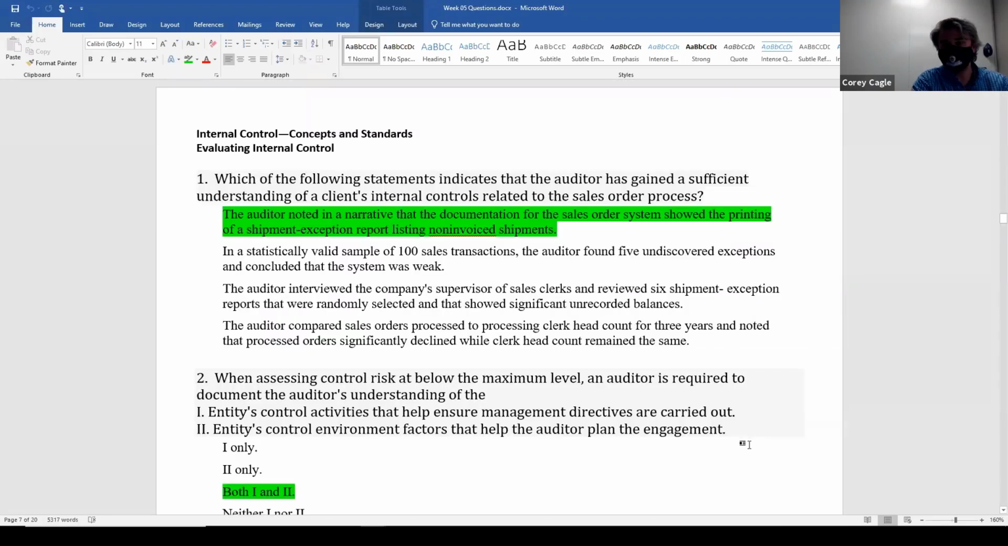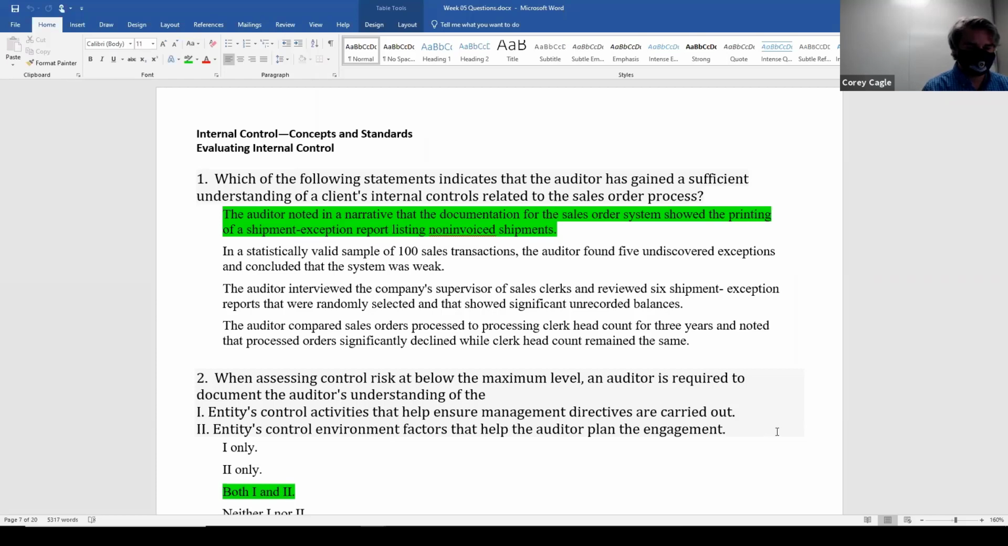Which one now, though? I like this one. Right here. Number one? Yeah. Okay. Which of the following statements indicates that the auditor has gained a sufficient understanding of a client's internal controls? In this case, they say related to the sales order process, but just cut that part off and just say which of these indicates they have gained sufficient understanding of internal control. So A says the auditor noted in a narrative that the documentation for the sales order system showed the printing of a shipment exception report listing non-invoice shipments.